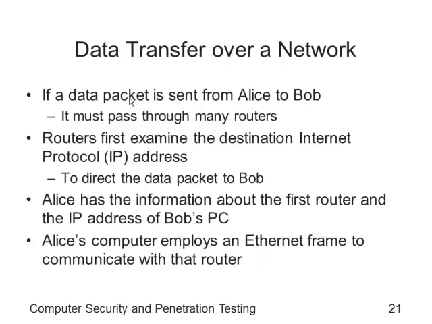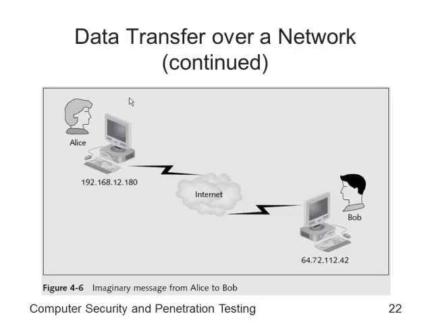So it says Alice has information about the first router and the IP address to Bob's PC. It says Alice's computer employs an Ethernet frame to communicate with its router. Then that router goes to the next router and so on and so forth till it gets where it's going. Okay.